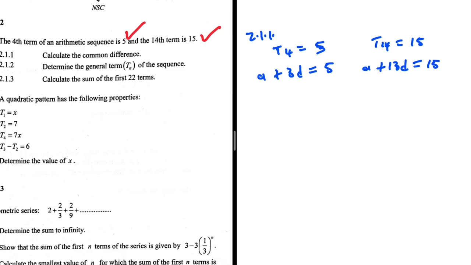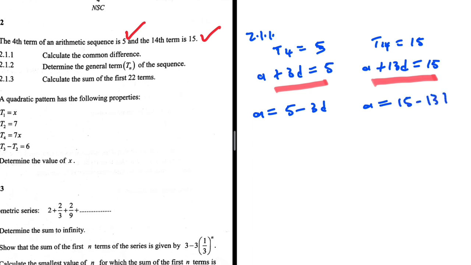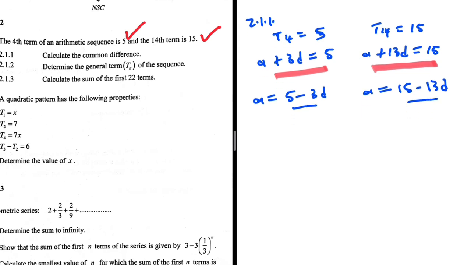We want the common difference. So what can we do? We make a the subject of the formula in this equation and make a the subject of the formula in this equation, and equate the two. In doing that, we're going to get a equal to 5 minus 3d. And on the other equation, a is equal to 15 minus 13d. So we can equate these two because they are both equal to a. So 5 minus 3d is equal to 15 minus 13d.